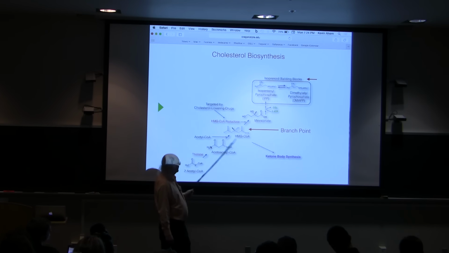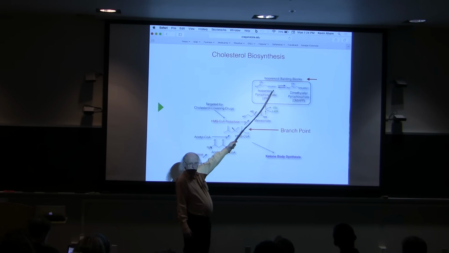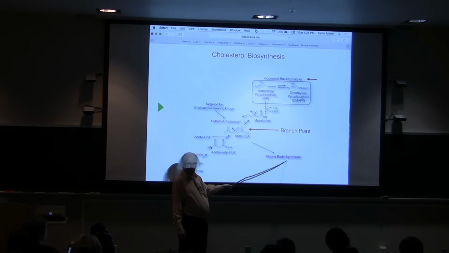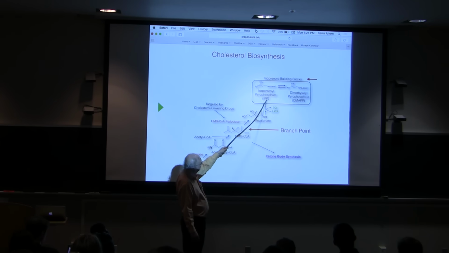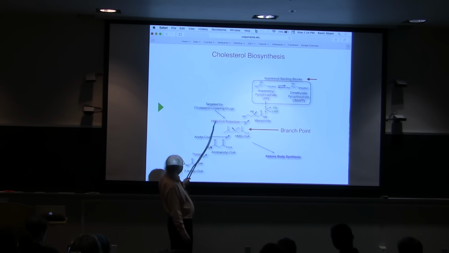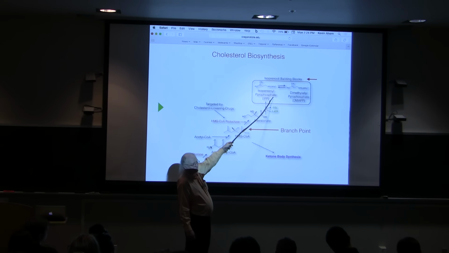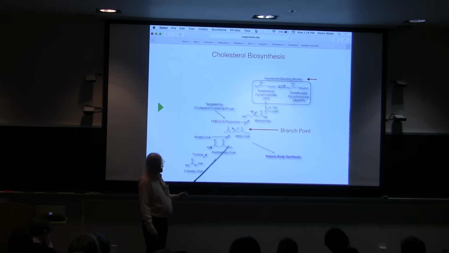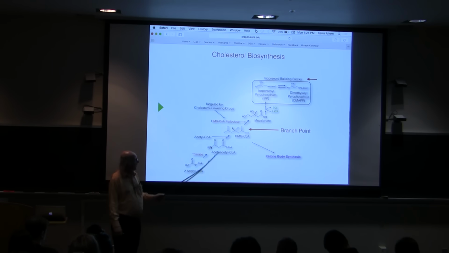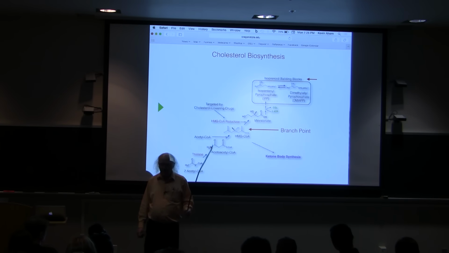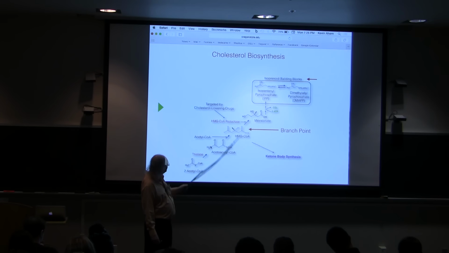HMG-CoA is converted into mevalonate on the pathway that leads to cholesterol. HMG-CoA is converted into ketone bodies in this pathway down here. Since we're following the pathway moving upwards, this enzyme becomes relevant because HMG-CoA reductase catalyzes the reaction that now favors the synthesis of cholesterol. HMG-CoA reductase is the enzyme that's feedback inhibited by cholesterol, and it's the target of drugs known as statins, which inhibit it. The drugs that inhibit it look like HMG-CoA. They're competitive inhibitors of this enzyme.